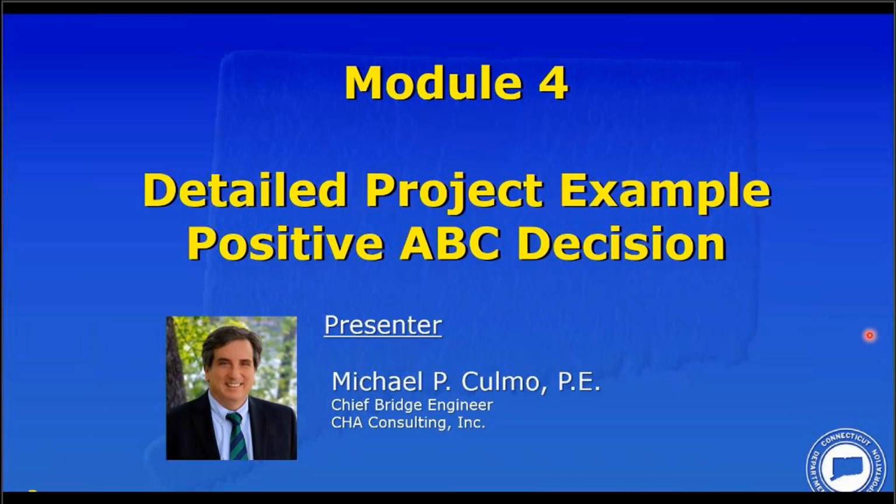The next two modules will consist of detailed project examples. Mary Lou has told me many times that people who attend ABC webinars love to see actual project examples of actual ABC projects. So for the next two modules, we'll go through two ABC projects. The first will stay positive. ABC was a positive decision. The second is where ABC was a negative, that we didn't use ABC. However, you'll see in the second project, we actually did use some prefabrication techniques and some ABC techniques anyway. But let's move into the first example.